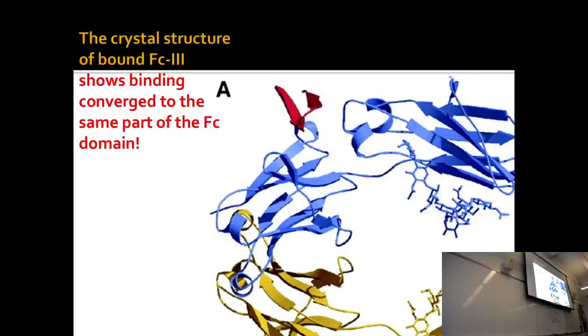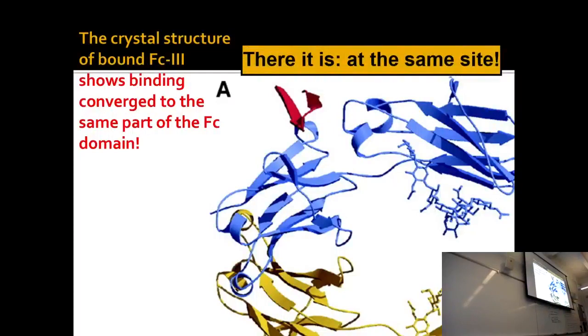They crystallized it, and they found that this little red peptide bound in the exact same space. You see the blue parts right here. It's binding to the hinge between the two domains. It converges to the same part of the FC domain. And so, success. So now you want to zoom in, and you want to look at it more closely.